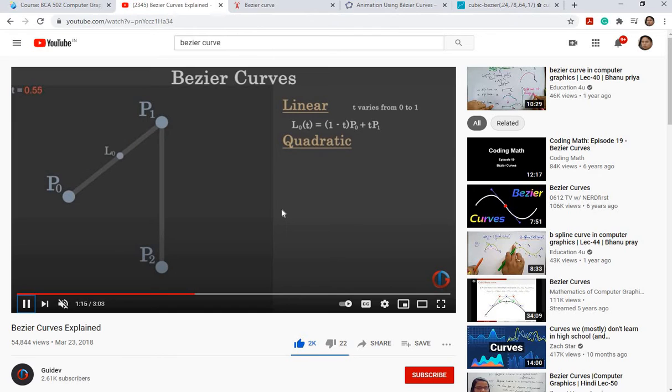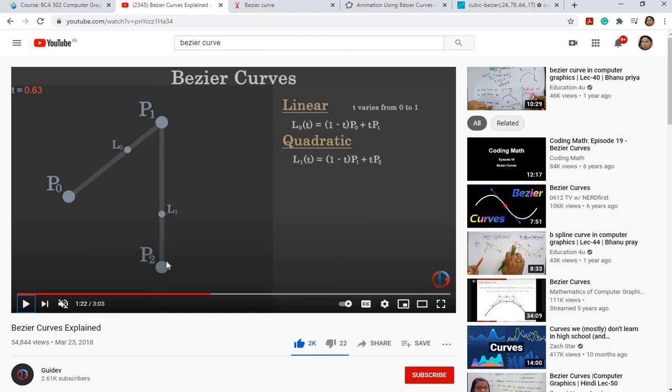Now let us have quadratic. In a quadratic Bezier curve, we need 3 points, that is P0, P1, and P2. And likewise, if we change the movement here, the equation that we have for L0 remains the same, but we also have another equation for between P1 and P2.